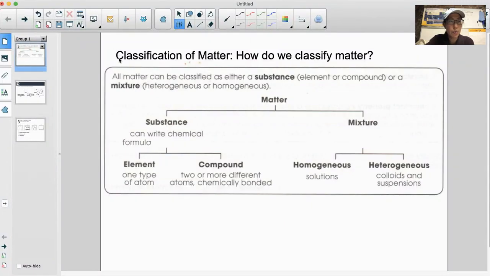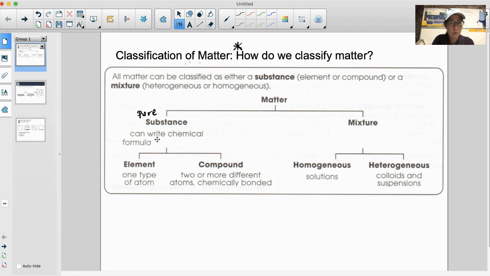Today I'll be taking you through the classification of matter in this video. Our essential question today is, how do we classify matter? So matter is the stuff in our universe, anything that has mass and takes up space, and we can classify it, as we learned, as a pure substance or as a mixture. And mixtures are much more common in our world.